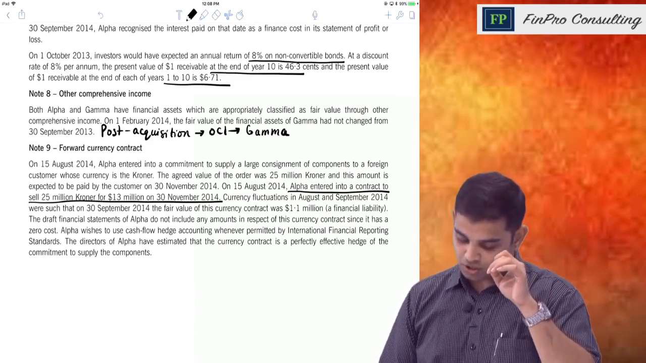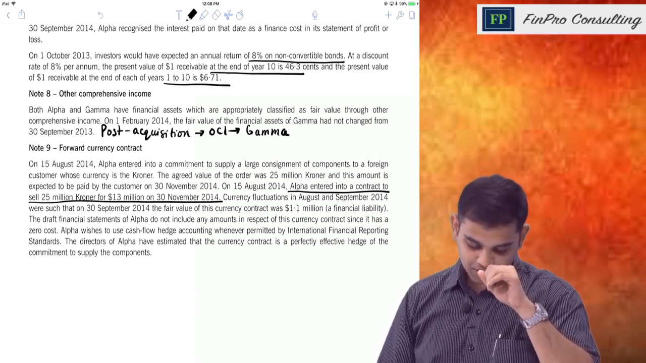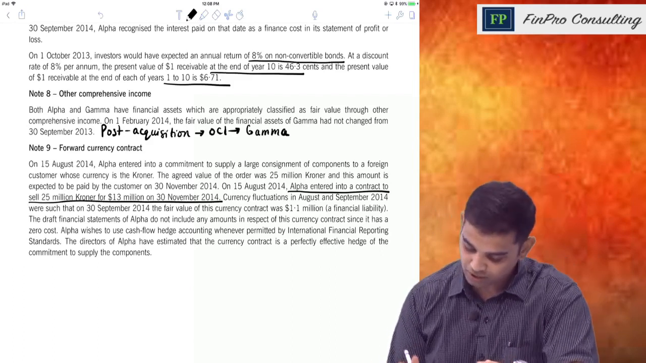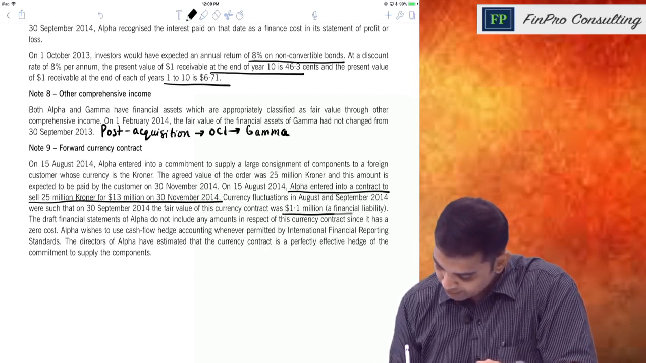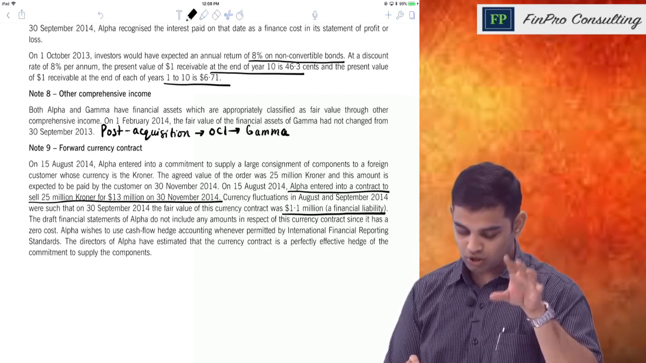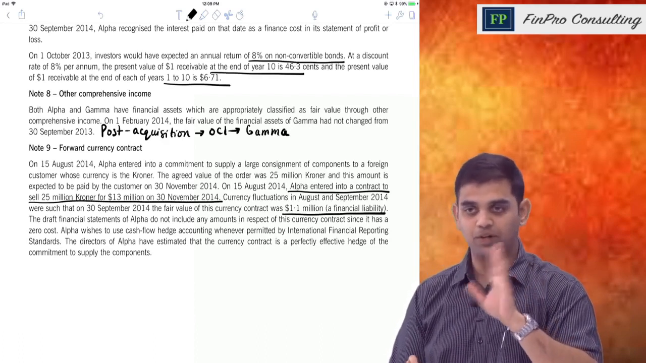Currency fluctuations in August and September 14 were such that on 30th September 14, the fair value of this currency contract was 1.1 million financial liability. That means the mark-to-market loss on this forward contract is 1.1 million.